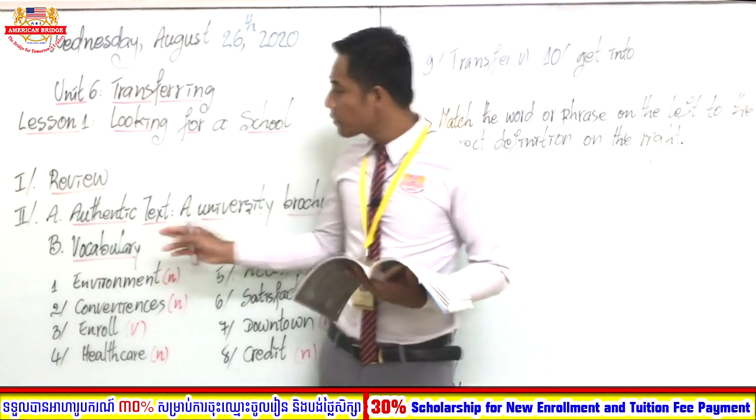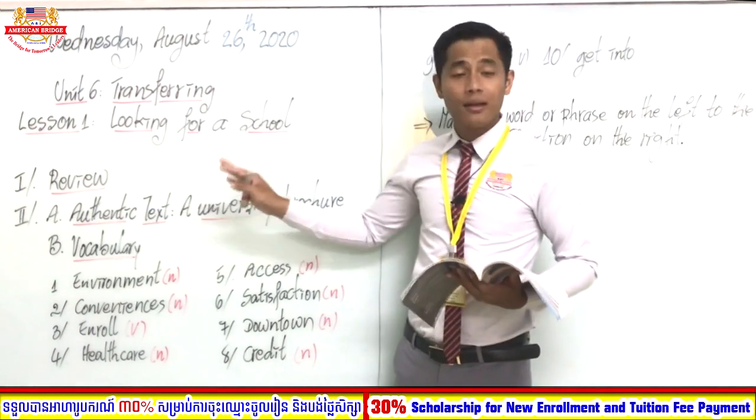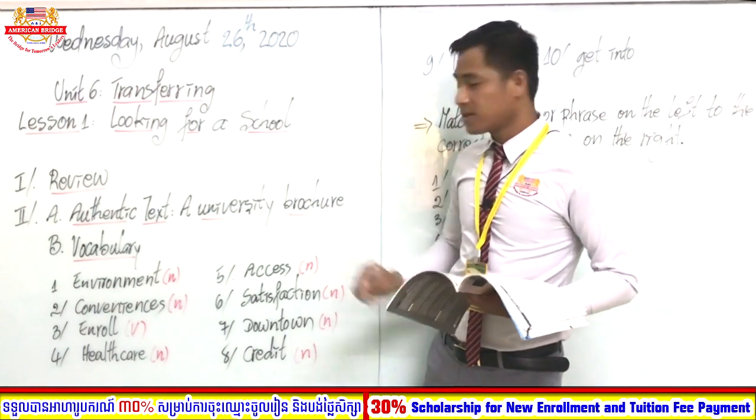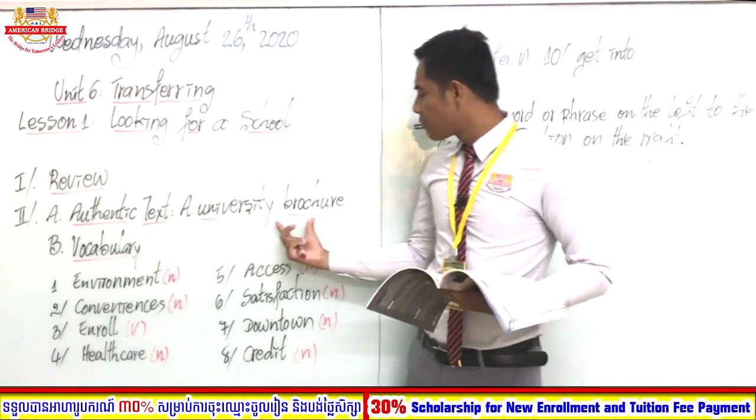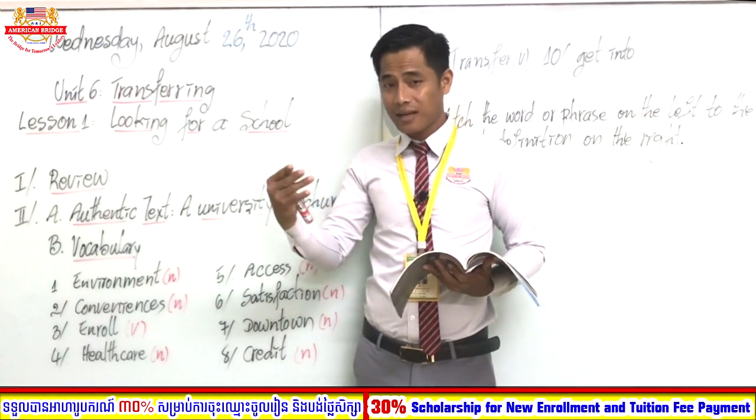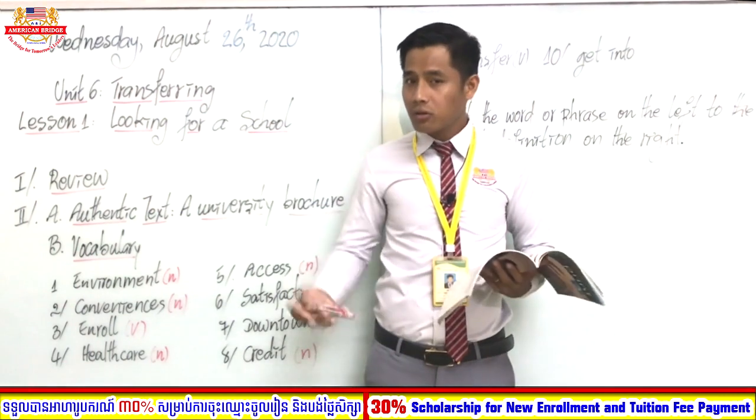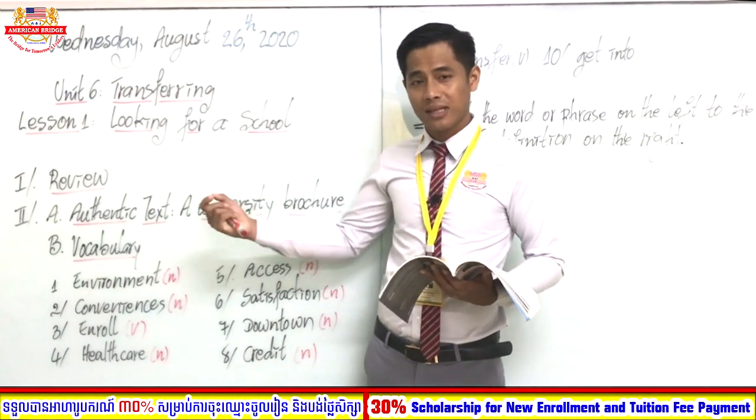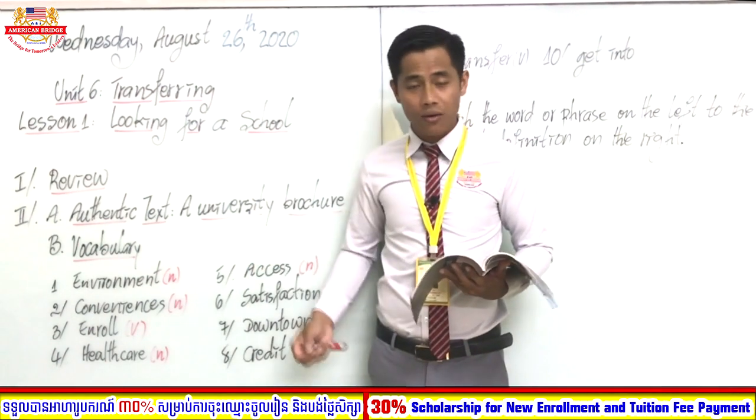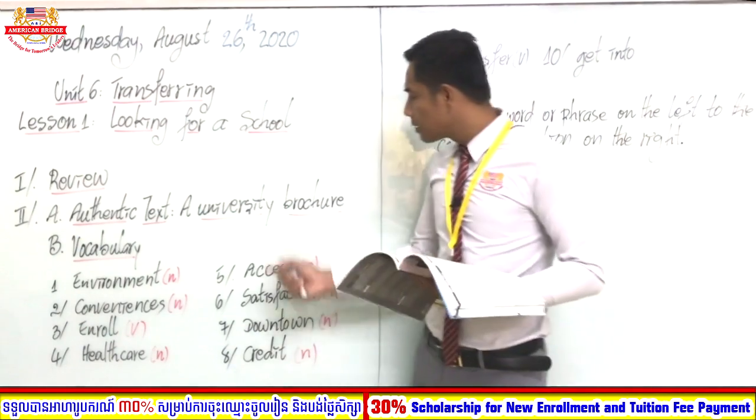Now let's move to number 2, Part A. We talk about a text, a university brochure. Brochure means a piece of paper with information about something. It can be about a school or about a business. But in this lesson, it talks about school promotion, or school advertising.